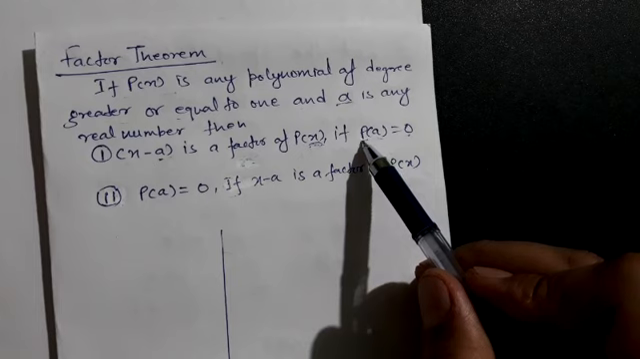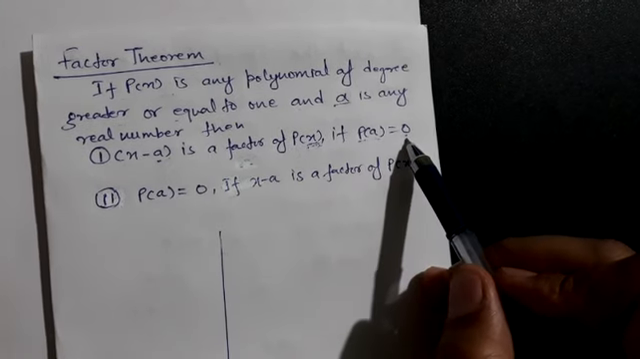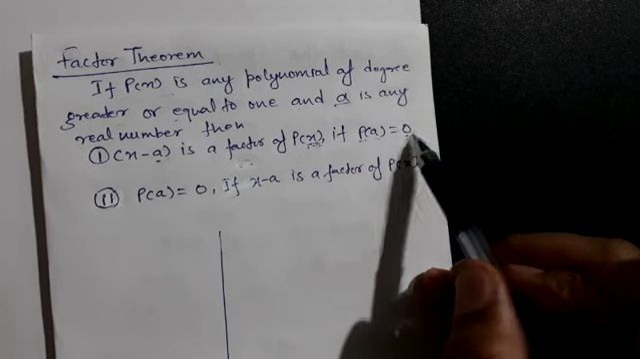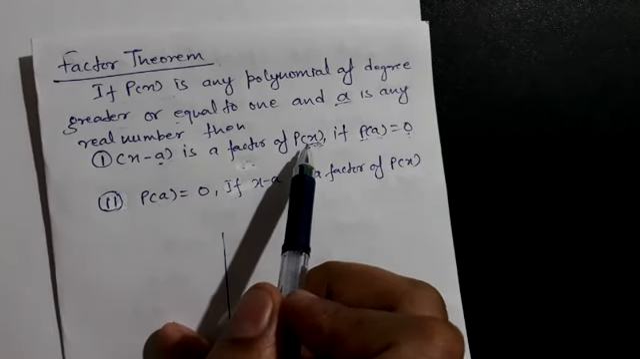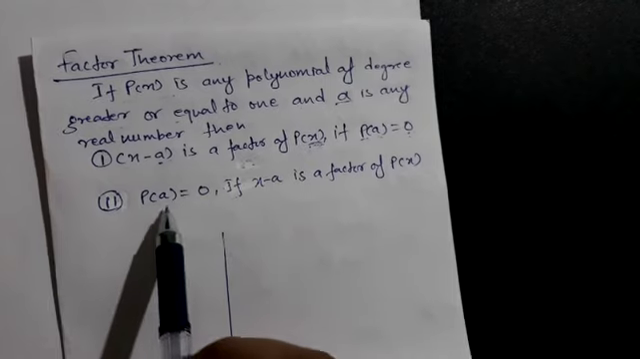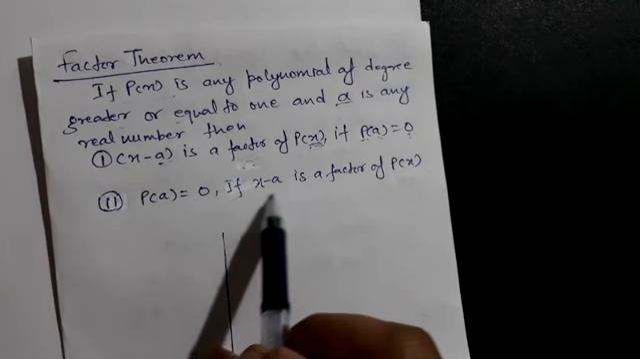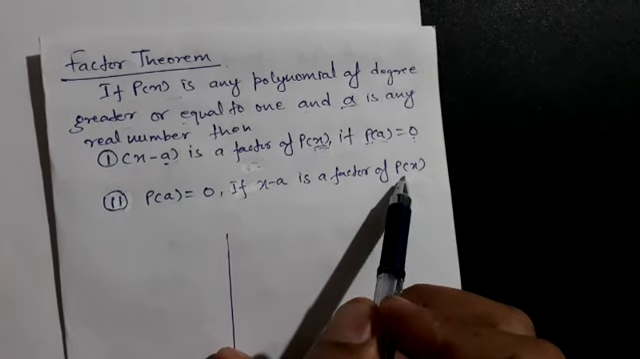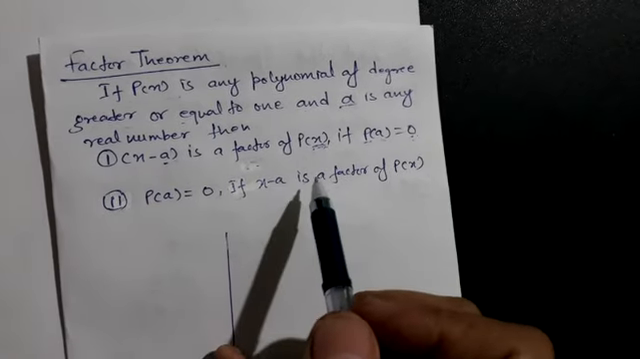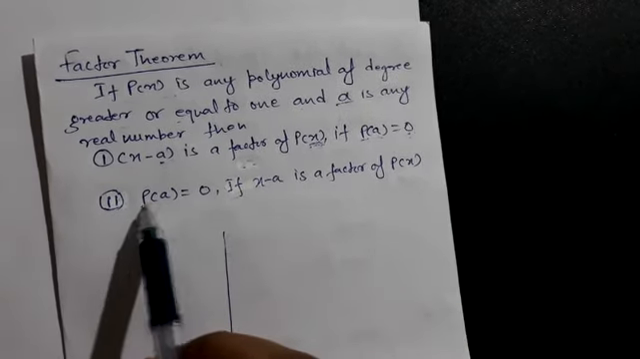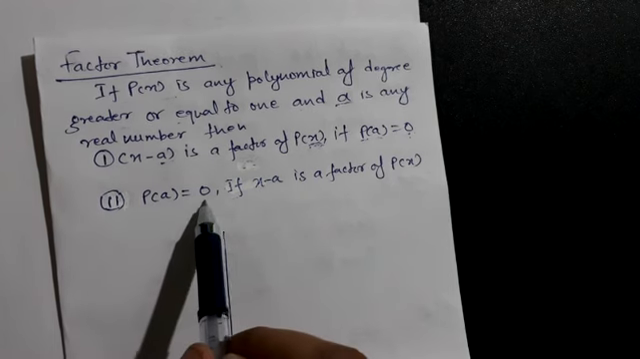After substituting x is equal to a, if the remainder p of a is 0, it means x minus a will be a factor of the given polynomial. Similarly, it also works the other way: if x minus a is a factor of p of x, this divisor is a factor of the dividend, so the remainder p of a will be 0.